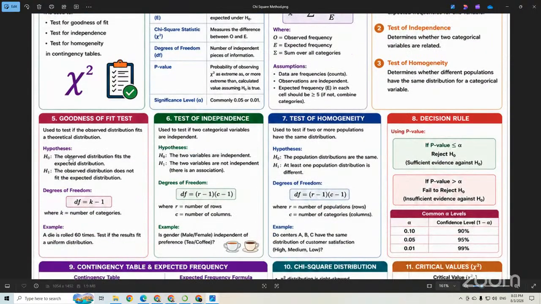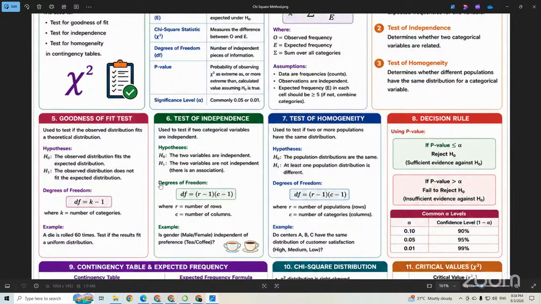And the hypothesis test will remain the same. Okay, so H0 and H1. H0 means the observed distribution fits the expected distribution, and H1 will be the observed distribution does not fit the expected distribution. So one will be true and the other will be the opposite, the alternate. H0 is the one which you assume or expect, and H1 will be the alternate. For all types of tests you have to follow these H0 and H1.